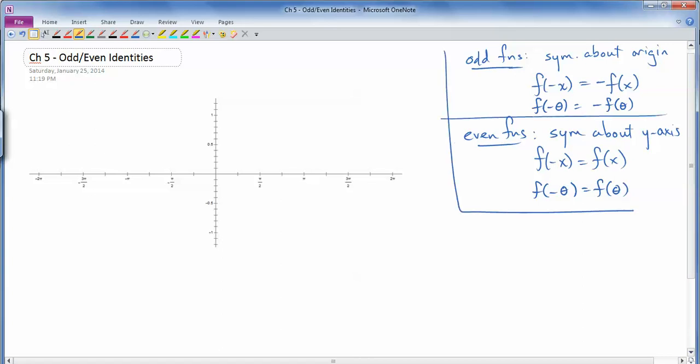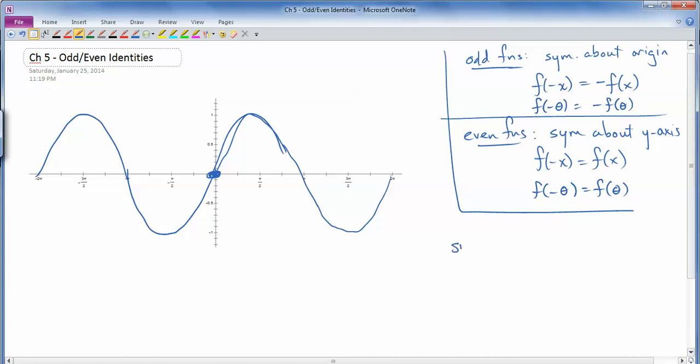Okay, so let's look at sine. Right, so here's sine. This is terrible, but I'm not going to redo it right now. And you can tell pretty quickly this thing's symmetric about the origin right here. If I rotated 180, I get the same picture. And so sine of theta, y equals sine theta, that's going to go into the odd category.